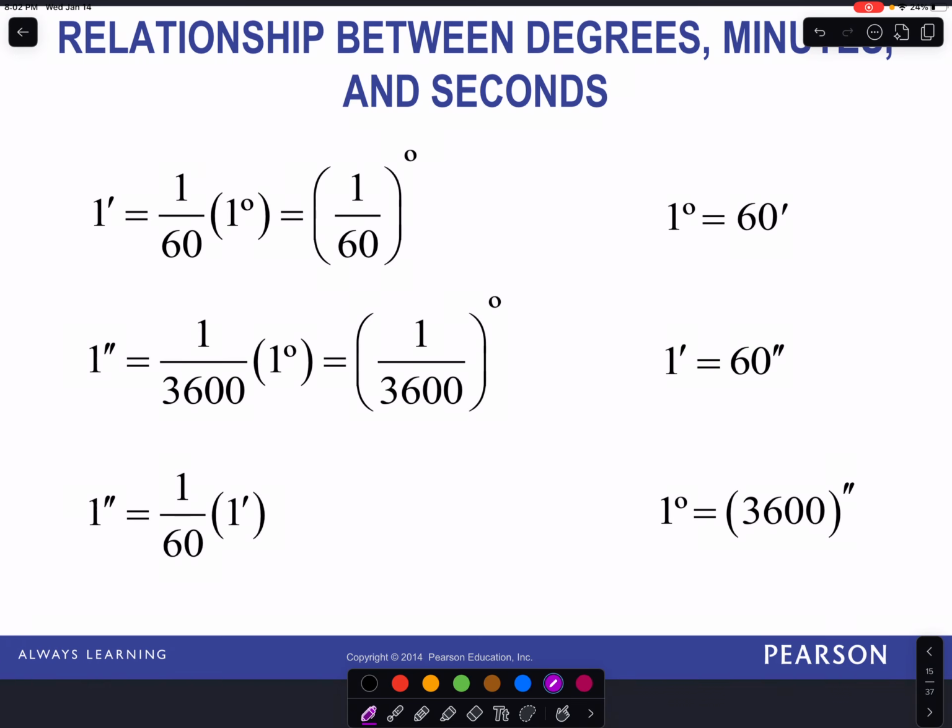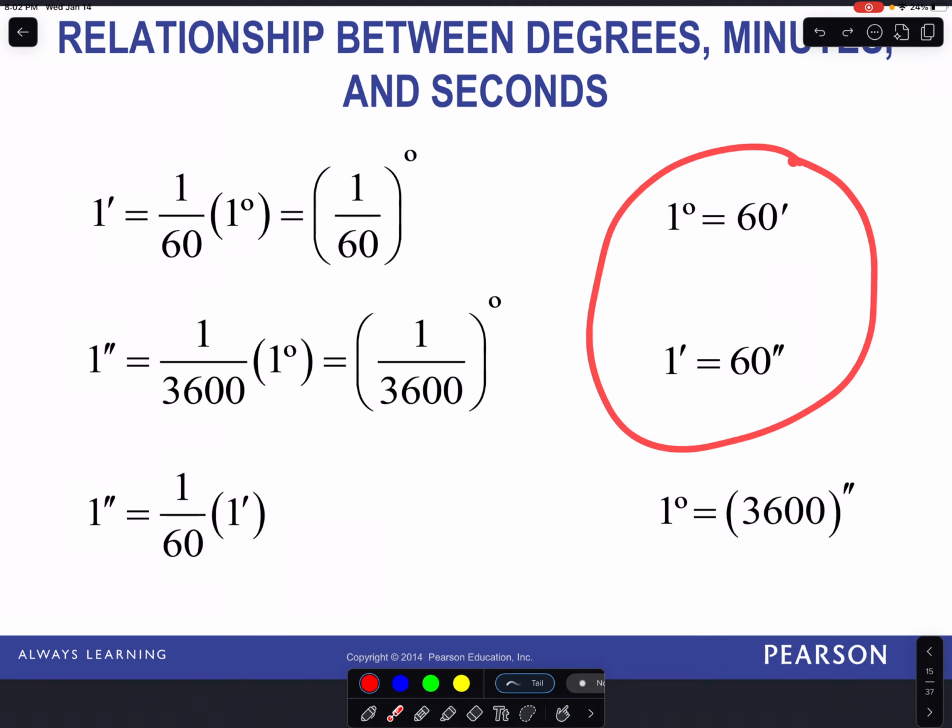Okay. So now we're going to explore the relationship between degrees, minutes, and seconds. Now, honestly, for this one, I just commit these two to memory. 60 seconds makes up 1 minute, and then 60 minutes makes up 1 degree. And then from there, I just use that for my conversions. All right, I just commit these two to memory. Once you have these two, you can get all the other conversions. So that's the way I go about that.